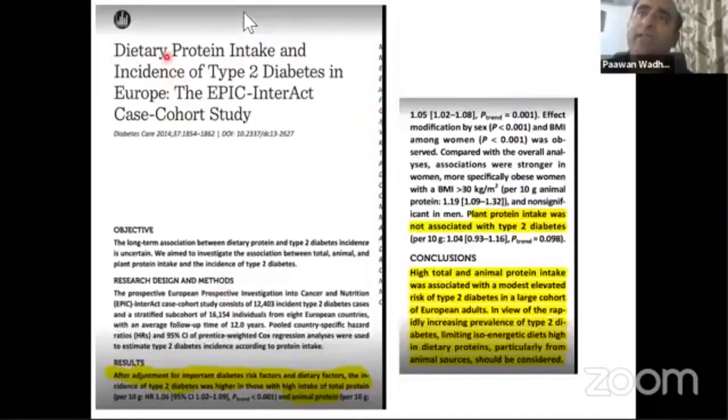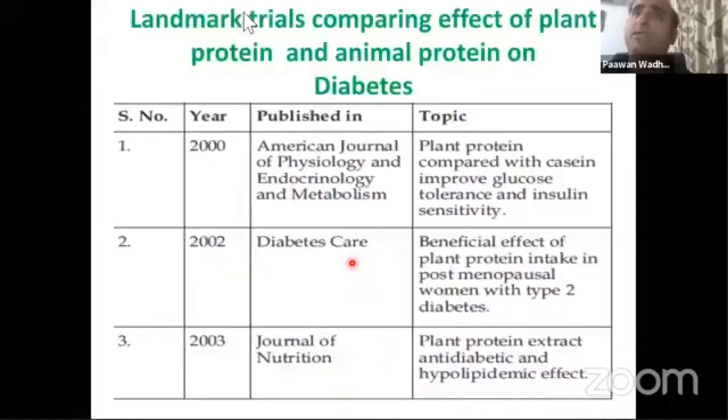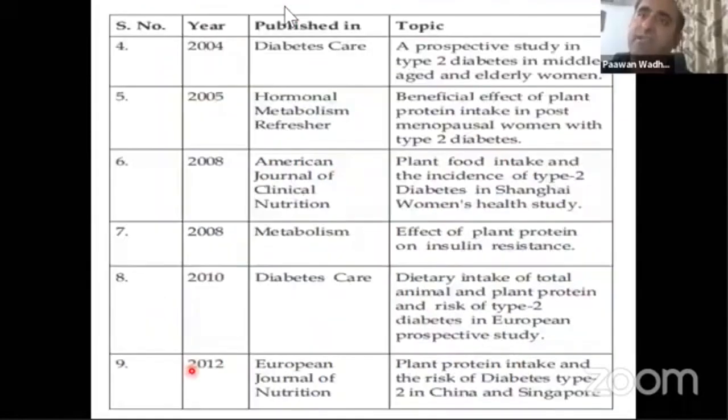Dietary protein intake and the incidence of type 2 diabetes in Europe, the EPIC study, proved that high total and animal protein intake was associated with a modest elevated risk of type 2 diabetes in a large cohort of European studies. So this EPIC study also proved that if you're taking a lot of non-veg protein, your sugar levels will be very high and you will develop diabetes. There are hundreds of studies which have told that if you're taking a lot of animal protein, if you eat eggs, meat, fish, you will get diabetes. These are all international studies which have proved it. You can check them on the internet later.